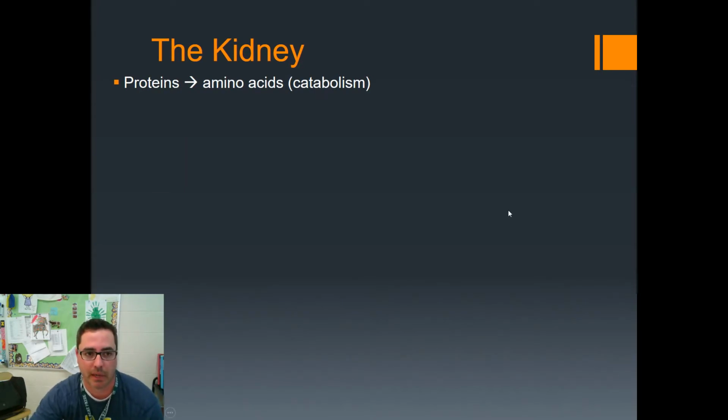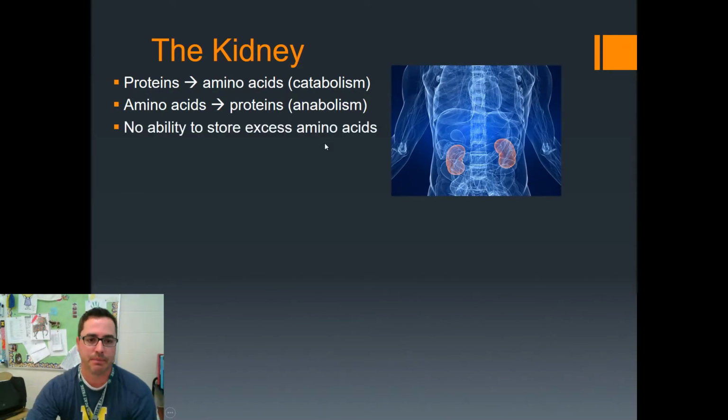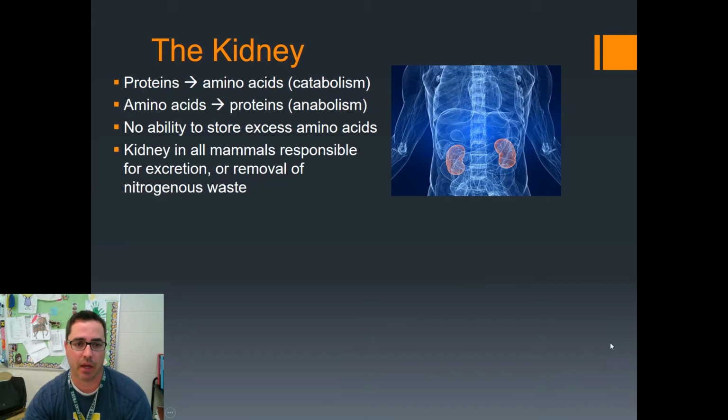So quick recap on a couple of things. Proteins get broken down into amino acids. Amino acids get built into proteins. So two different forms of metabolism. We have no ability to store excess amino acids. There's no place in our body that allows that to happen. So the kidney in all mammals is responsible for excretion, or removal, of those nitrogenous wastes.